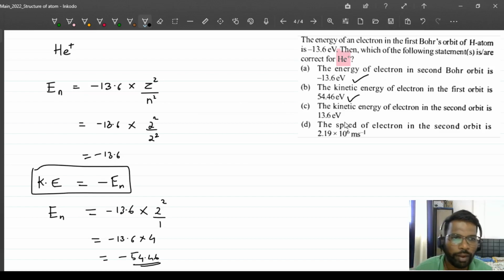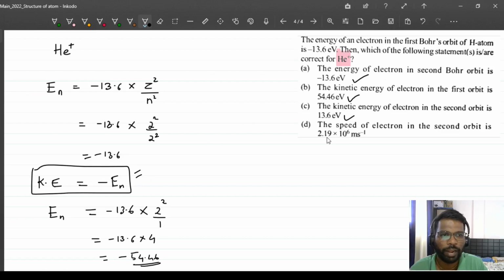The kinetic energy of the electron in the second orbit, in the second orbit, kinetic energy will be what? This was the total energy, the energy of the electron. So it will obviously be a positive value. This is also true because of this relation, right?